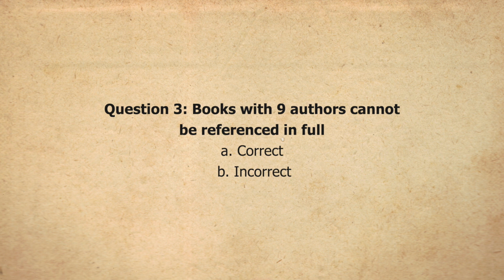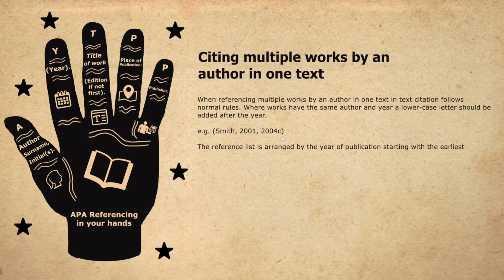Question 3. Books with 9 authors cannot be referenced in full. This is incorrect. Books even with 9 authors must be referenced in full in your reference list, although in-text citations will have the first author followed by et al. and the year. Now we will look at citing multiple works by an author in one text.